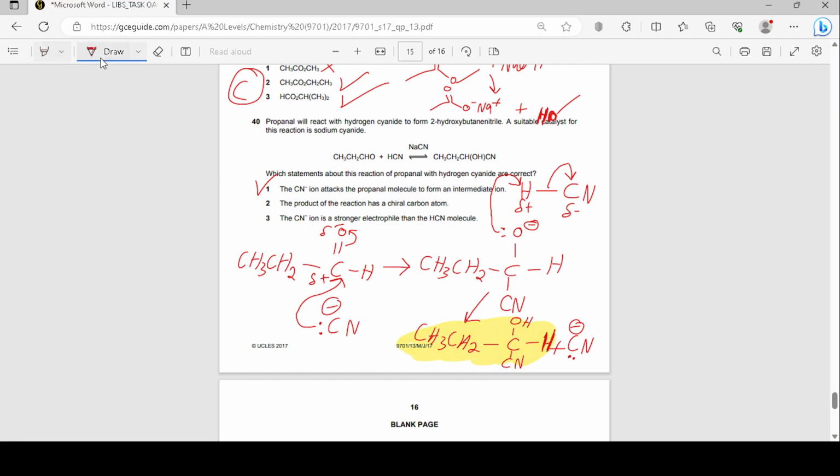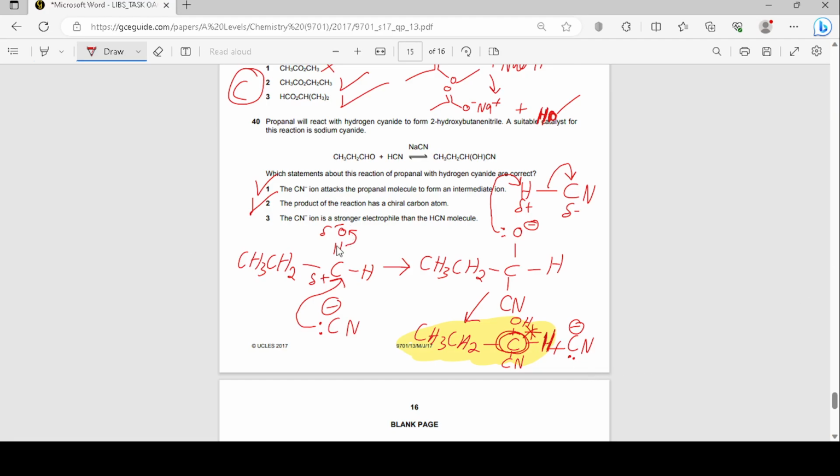Does it have a chiral carbon atom? Well, obviously CH3 is not a chiral carbon atom because it has H3. This one has H2, so it's also not chiral. This one, on the other hand, this carbon that I'm circling, has CH2CH3 attached to it, and it has CN attached to it, and it has OH attached to it, and it has H attached to it. So it has 4 different groups attached to it, so it does seem to be chiral. I will say that this one is a chiral carbon atom. Yeah, the product does have a chiral carbon atom.